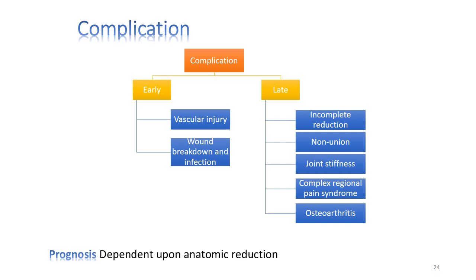Complex regional pain syndrome, where the patient complains of pain in the foot and may have swelling and also diffuse tenderness. Lastly, it also can cause osteoarthritis. For the prognosis, it is dependent upon anatomic reduction.